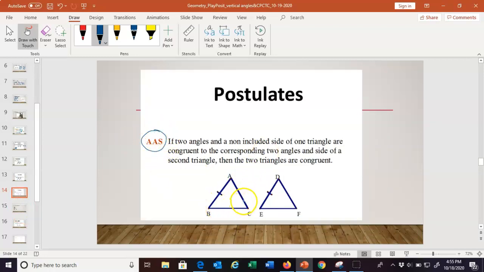I'm going to add another, we need to add these, they were missing. Okay, let me fix that. There we go. So we have an angle, and a side. Angle, angle, and a side. It is AAS.